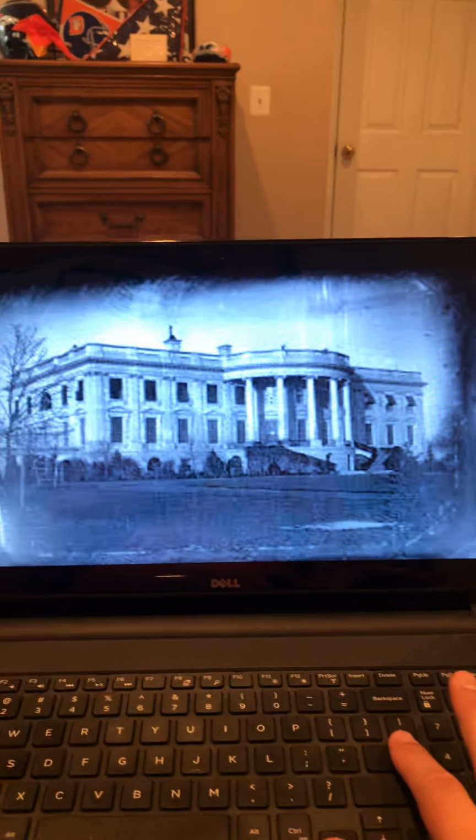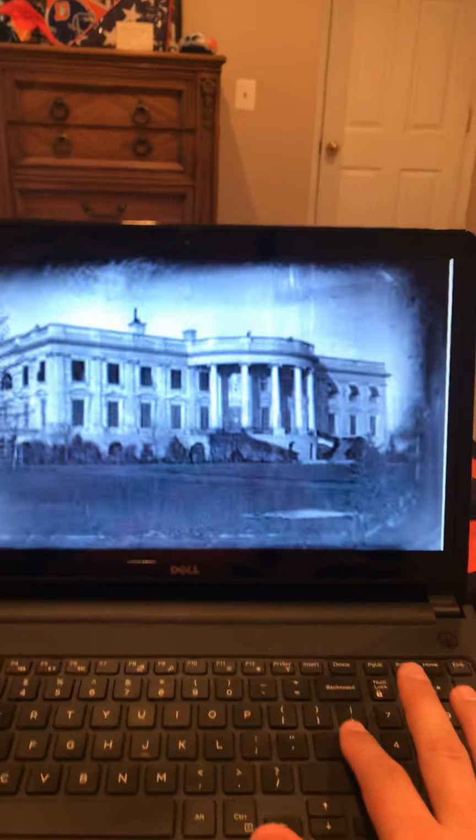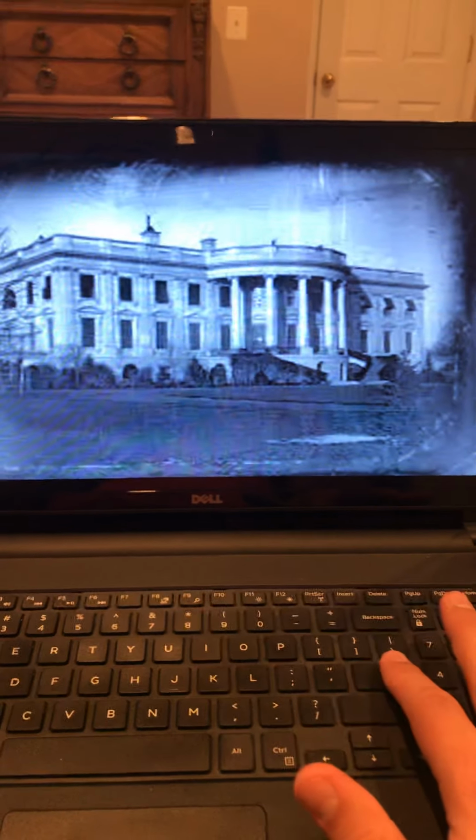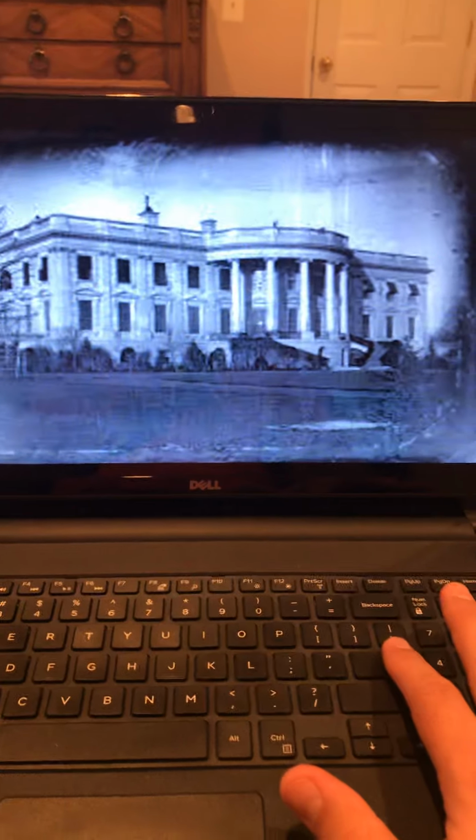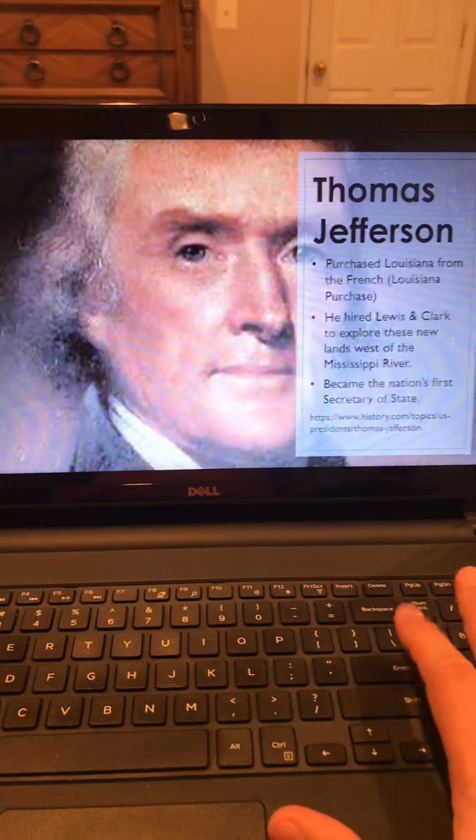Now, speaking of John Adams, he was also the first president to move into the White House. This is the earliest known photograph of the White House. When he moved in, the White House was still under construction.